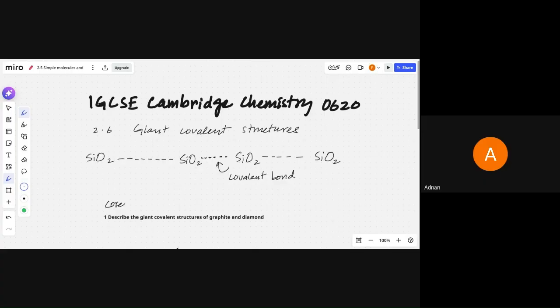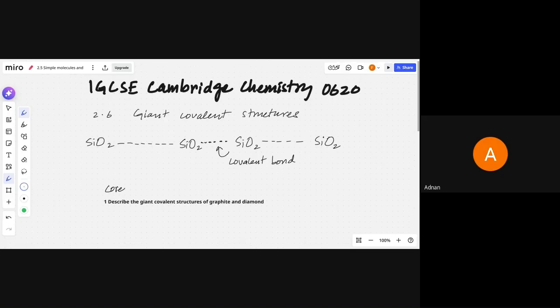Now let us start topic number 1, which states: describe the giant covalent structures of graphite and diamond. What you need to know in each of these is the pattern of connectivity. What do I mean by pattern of connectivity? Let us talk about diamond first. In diamond, each carbon atom is connected to 4 other carbon atoms: 1, 2, 3, and 4.